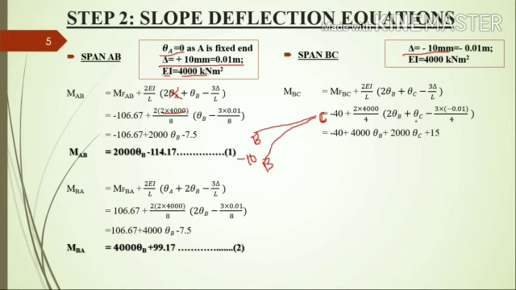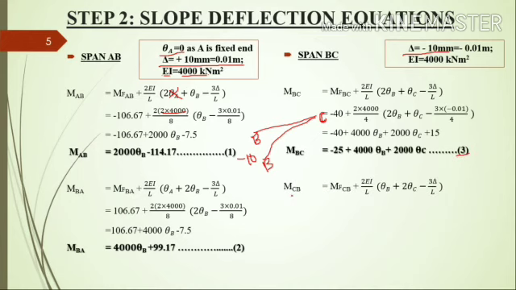Here the support C is not a fixed support. Therefore, we have the value of theta C, the unknown value theta C. Theta C is here not equal to 0. Okay. So we get MBC equal to minus 25 plus 4000 theta B plus 2000 theta C. This is our third equation.